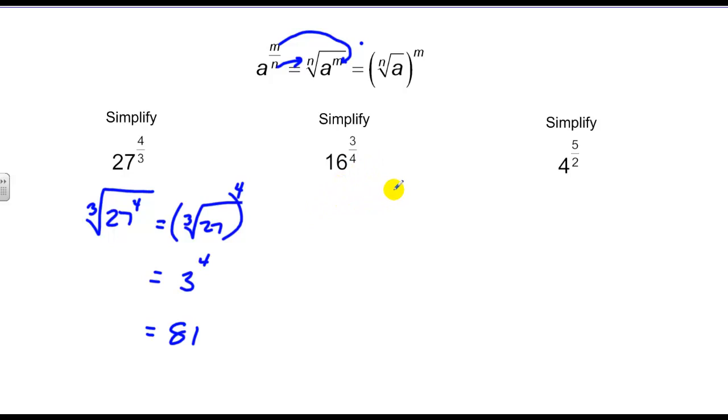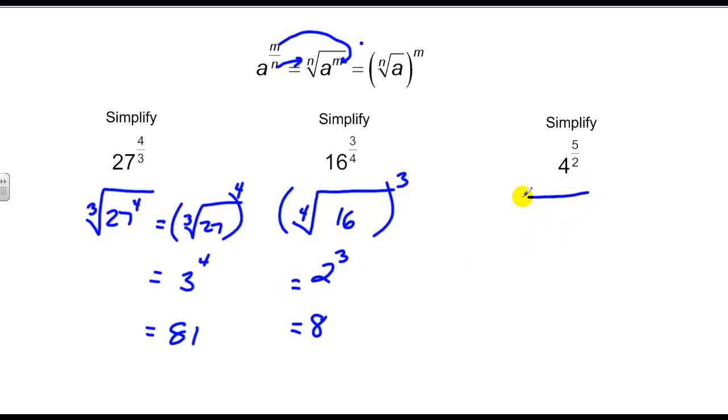Likewise, if I have a denominator of 4, that means my index is 4. So I have the 4th root of 16, and I'll cube that. The 4th root of 16 is 2. Cube 2, and I get 8. Finally, a denominator of 2 means I have a square root of 4, and I'm going to raise that to the 5th power, which gives me 2, because that's the square root of 4, raised to the 5th, which is equal to 32.